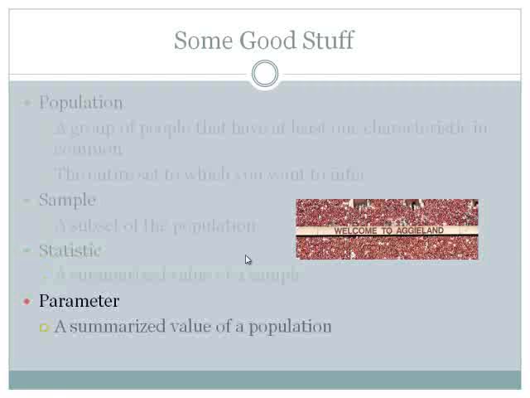And then lastly is the term parameter. Parameter is a summarized value of a population. So if we had access to all Aggies, found out their age, added all those ages up, divided by the number of Aggies, and we knew the average age of the all Aggies, that would be a parameter of the population.